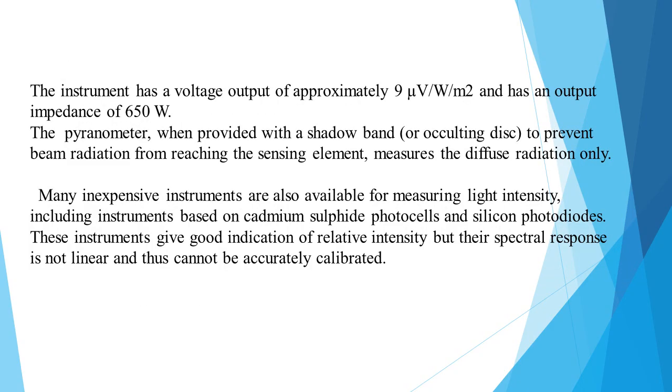The instrument has a voltage output of approximately 9 microvolts per watt per meter square and has an output impedance of 650 ohm. The pyranometer, when provided with a shadow band to prevent beam radiation from reaching the sensing element, measures the diffuse radiation only. Many inexpensive instruments are also available for measuring light intensity, including instruments based on cadmium sulfide photocells and silicon photodiodes. These instruments give a good indication of relative intensity, but their spectral response is not linear and thus cannot be accurately calibrated.